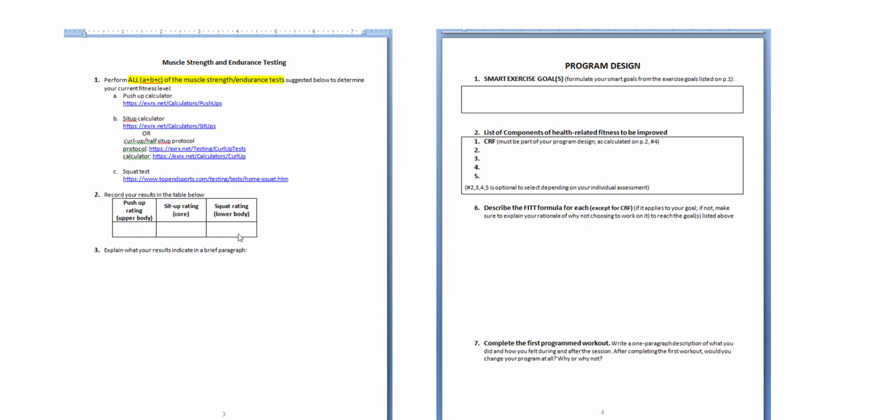These numbers are going to be translated into words, and you will design your program starting with a SMART exercise goal. Just like we discussed on the previous slide, you have to formulate a goal by looking at the current situation. Cardiorespiratory fitness is the most important component of fitness for health purposes, so that's not optional. Everybody will be designing this.